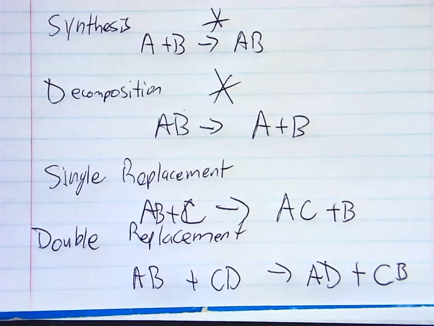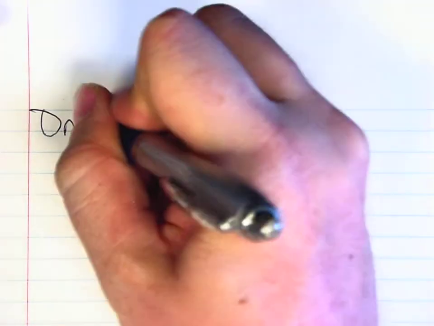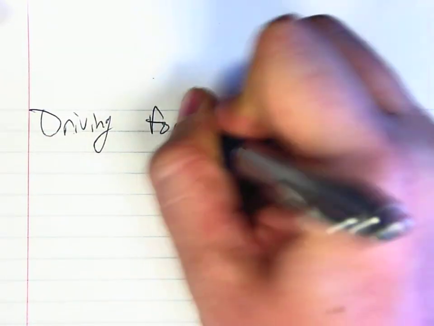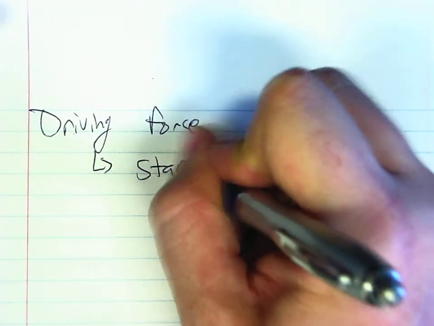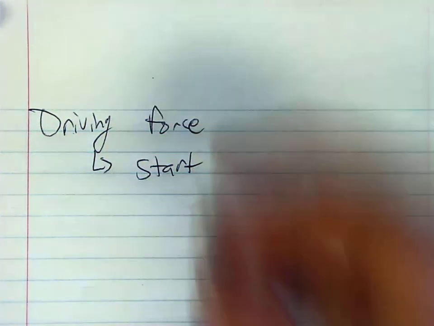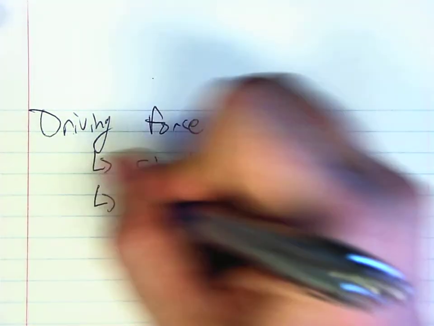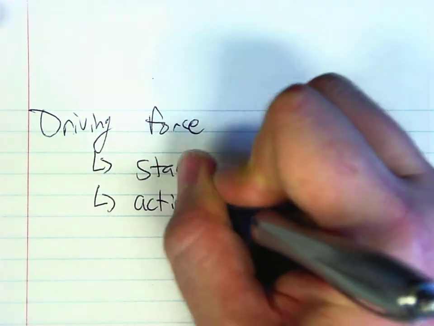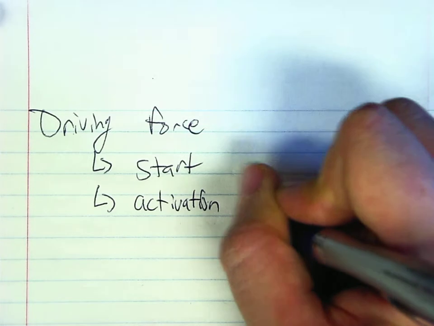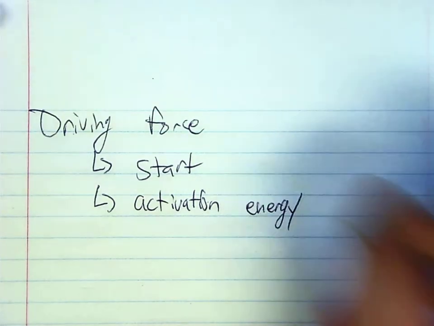These are the 5 basic types of chemical reactions. They all take a driving force, a start of the reaction. We will look at the start of the reaction more as we go. Sometimes it's called an activation energy. We will look at this idea more as we go.